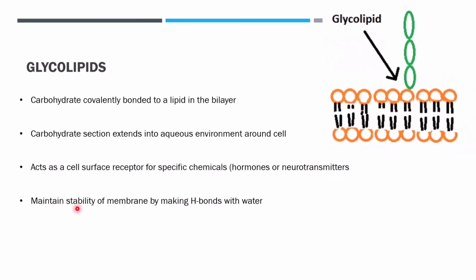Glycolipids also maintain the stability of the membrane by making hydrogen bonds with the water, because the carbohydrate chain extends into the aqueous environment, allowing it to make these hydrogen bonds. Glycolipids also help attach cells together to form tissues.